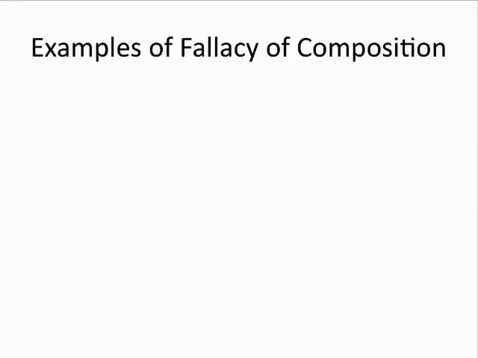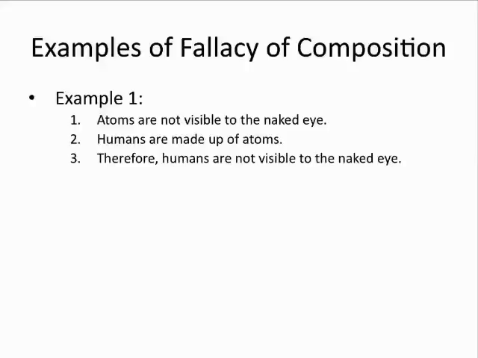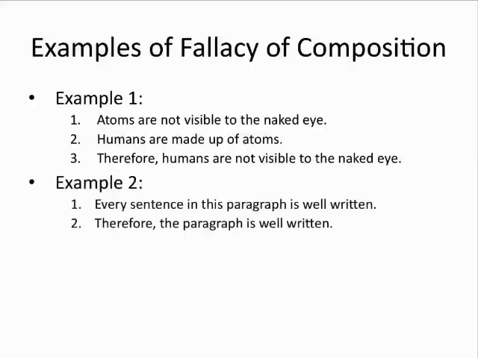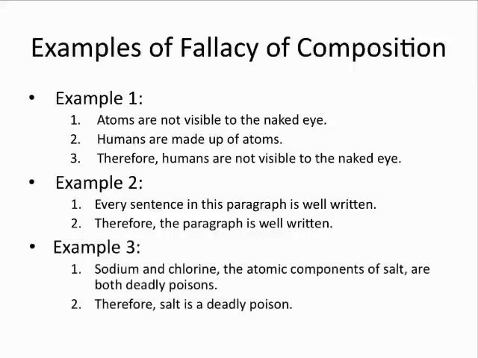Here are some more examples of composition. Example 1. Atoms are not visible to the naked eye. Humans are made up of atoms, therefore humans are not visible to the naked eye. Example 2. Every sentence in this paragraph is well written, so the paragraph is well written. Example 3. Sodium and chlorine, the atomic components of salt, are both deadly poisons. Conclusion: therefore, salt is a deadly poison.